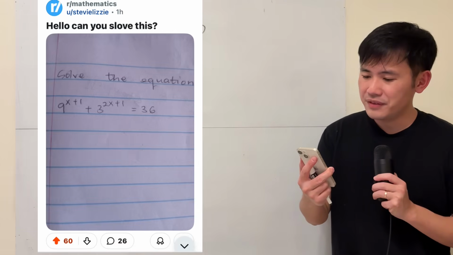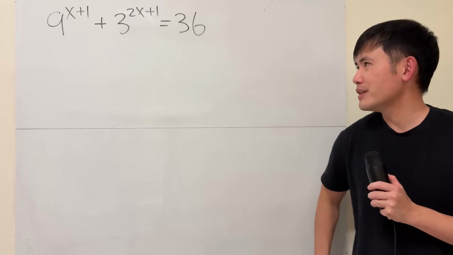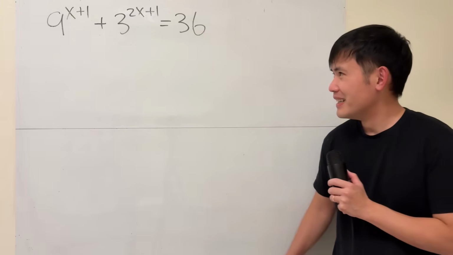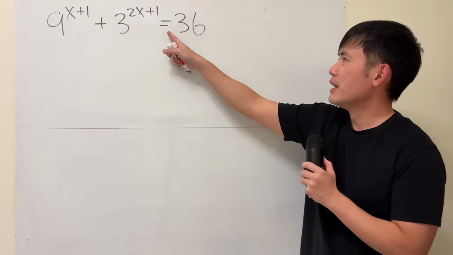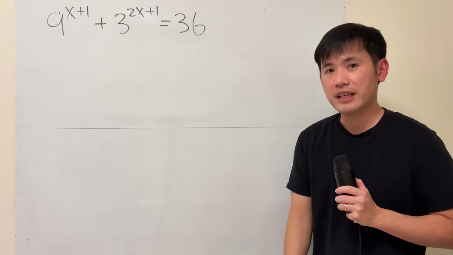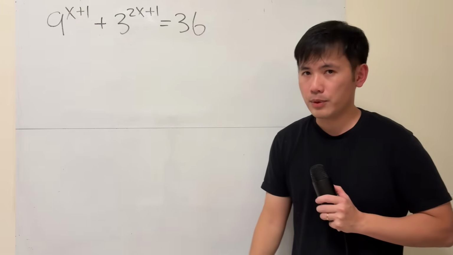Hello, can you solve this? Okay, let's have a look. Here we are going to solve this equation. That is 9 to the x plus 1 power plus 3 to the 2x plus 1 power, that's equal to 36, which is an exponential equation because we have the variable x in the exponent.